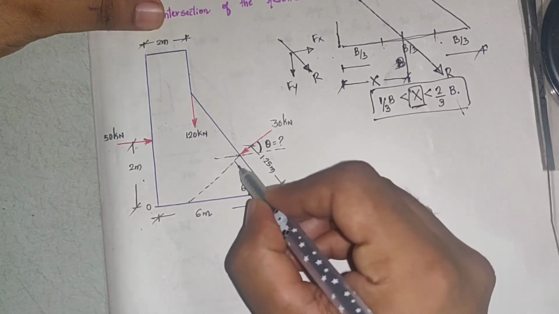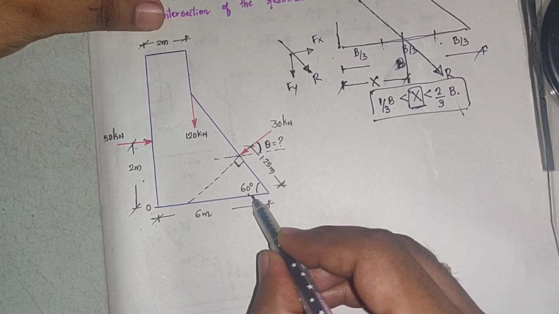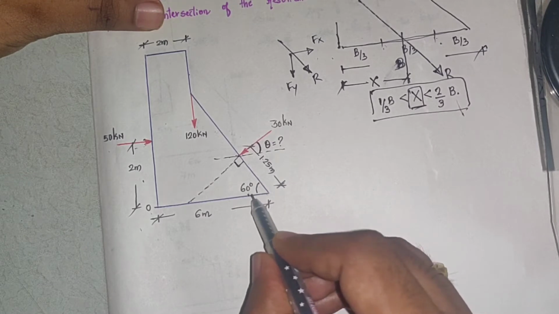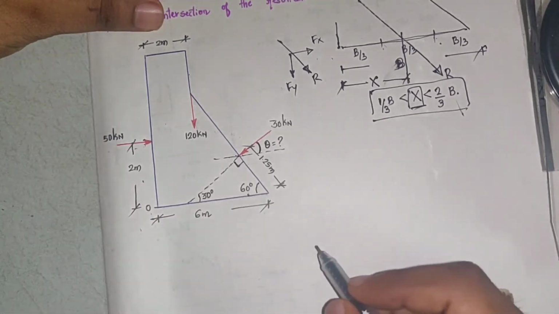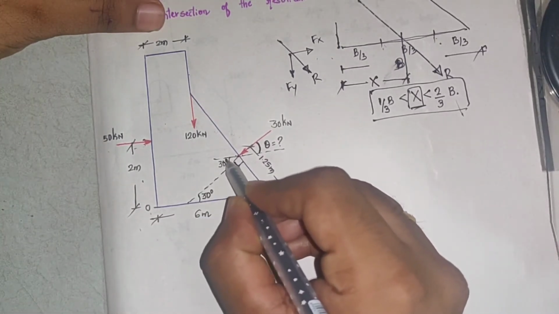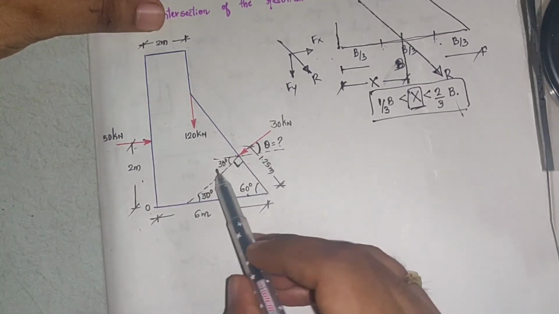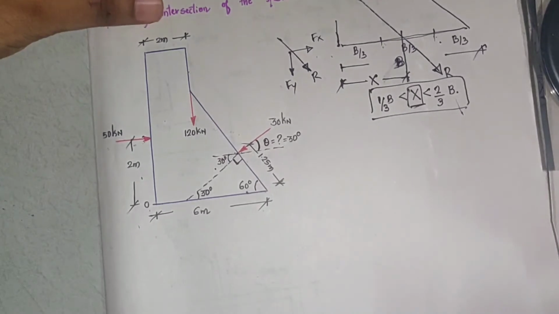This is forming a right angle triangle. Now if this is 30, this is 60, this is 90, what is this angle? This angle is 30 degrees. Now if this angle is 30 degrees, what is the opposite angle? Opposite angle is also 30 degrees. Now if this angle is 30 degrees, what is this angle? This angle is also 30 degrees. So the angle made by this force is 30 degrees.